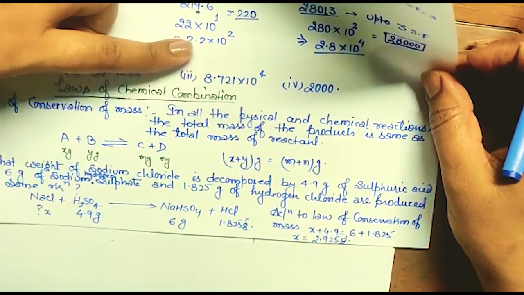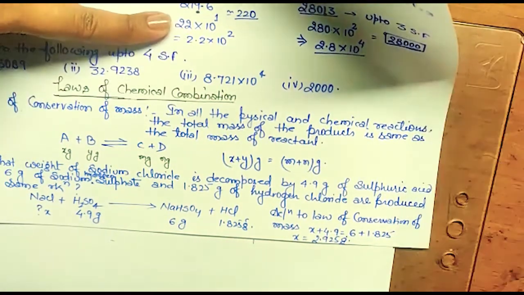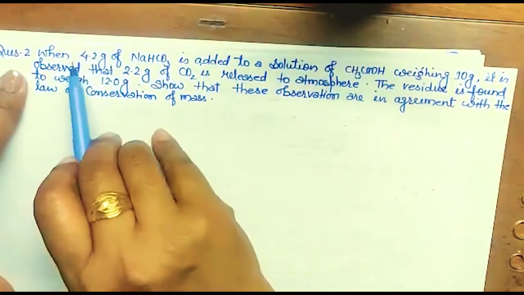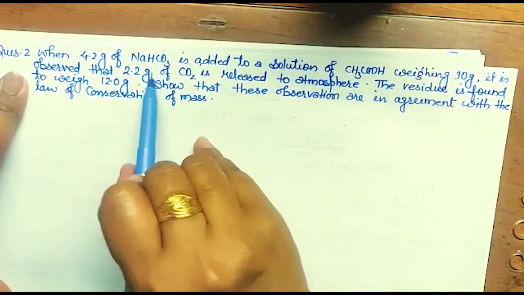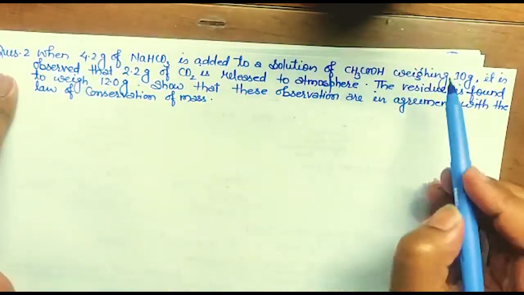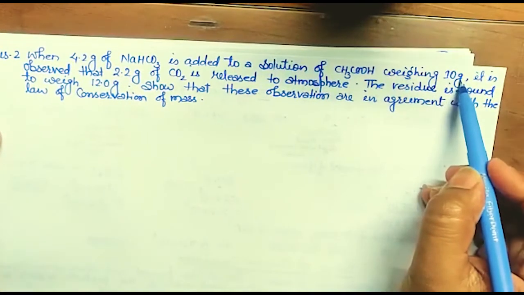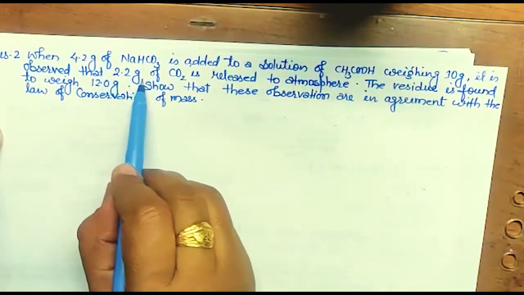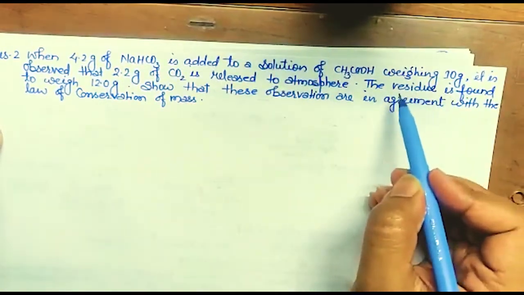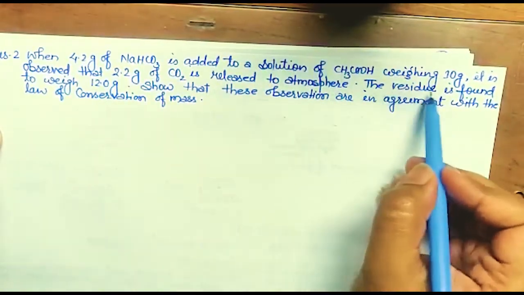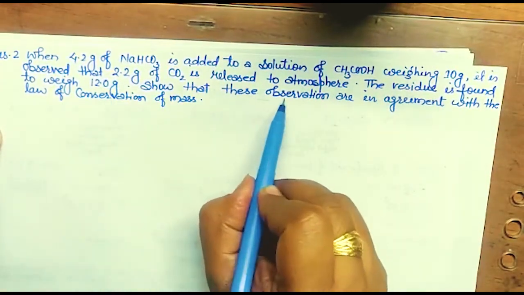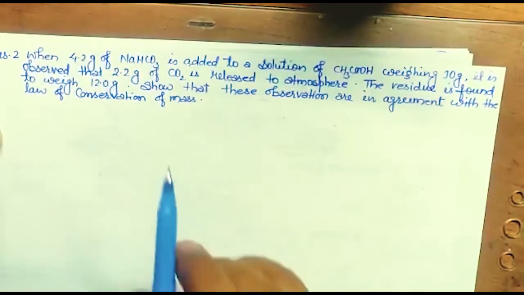This is 2.925 gram. Clear? Okay class, so here is next question. When 4.2 gram of sodium bicarbonate is added to a solution of acetic acid, weighing 10 gram, it is observed that 2.2 gram of carbon dioxide is released to atmosphere, and the residue, whatever the form, you will decide what will form, okay. The residue is found to weigh 12 gram. Show that the observations are in agreement with the law of conservation of mass.